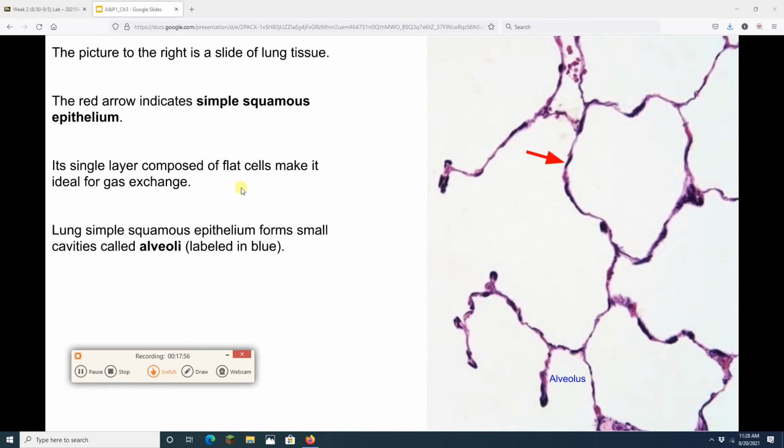So this is simple squamous epithelium. It is in the lungs. It is a single layer and flat, which is great for gas exchange. It's really easy to get through a very thin layer. It says alveolus here because that's just one. Of course, where we have many, the plural is going to be alveoli. If us is the singular, i is the plural.